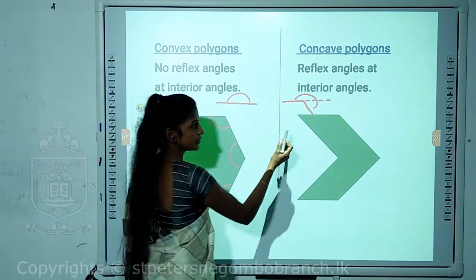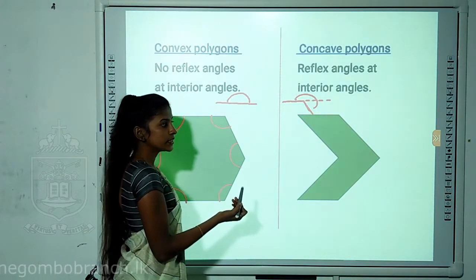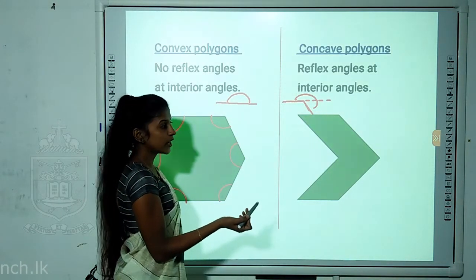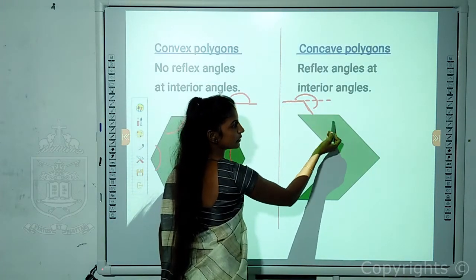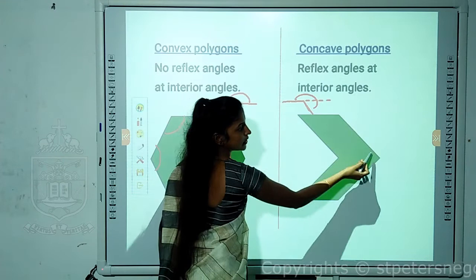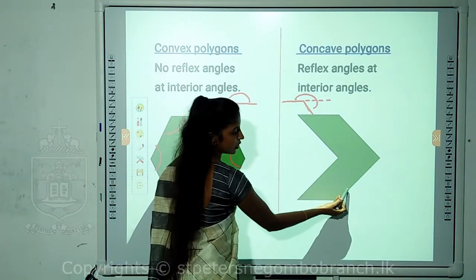So you all can check the figure here. You can observe there are some interior angles greater than 180. This one is less than 180. This is also an obtuse angle. So this is also not a reflex angle. This is also not a reflex.